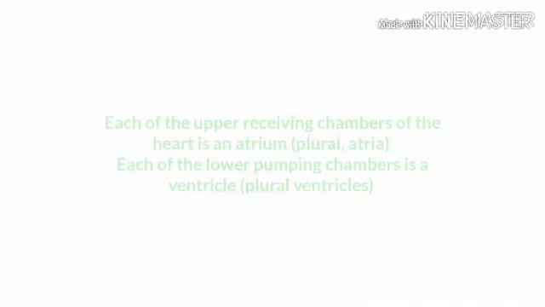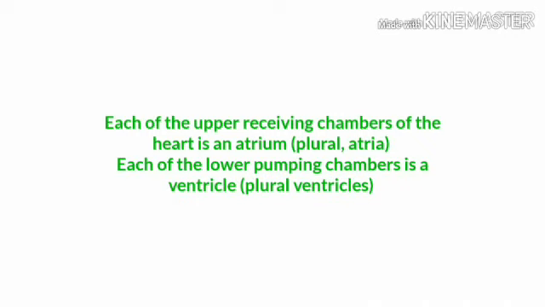Each of the upper receiving chambers of the heart is the atrium. In plural, we call them atria. And each of the lower pumping chambers is a ventricle. In plural, we call them ventricles.